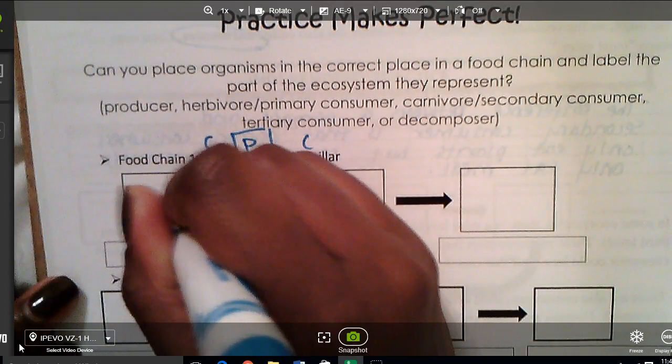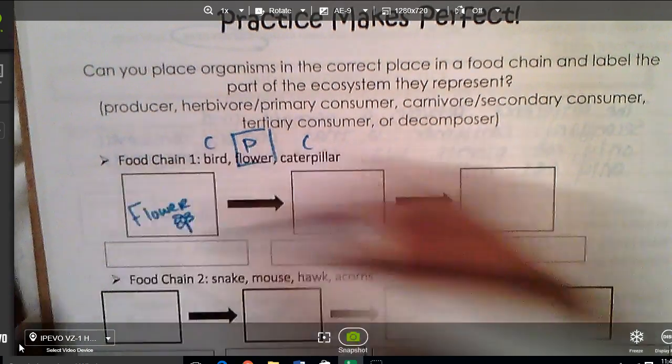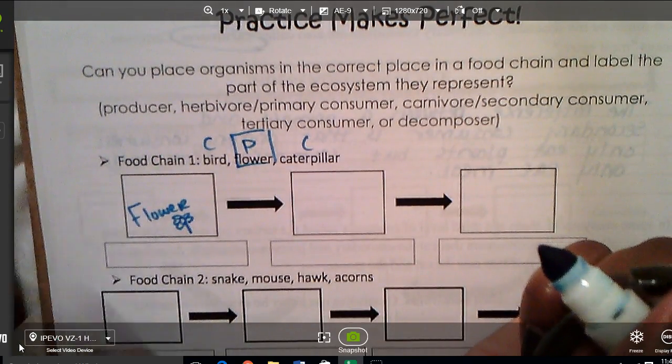If you want to draw a picture, you can. Most of y'all ain't sweet like me, so your picture gonna be ugly, don't even do it.